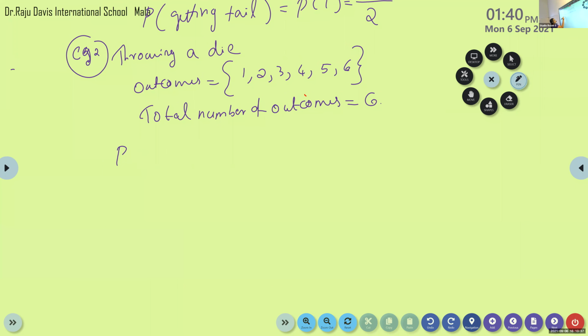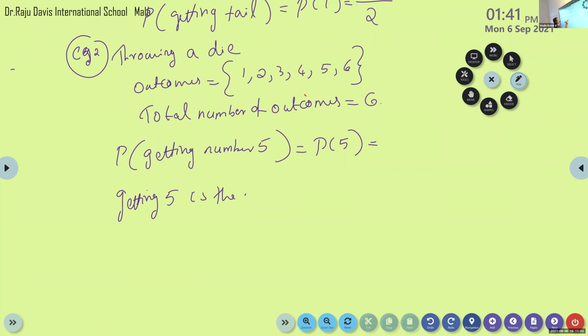So probability of getting number 5. The probability of an event equals the number of outcomes favorable to that event. Here getting 5 is the event. So how many numbers are favorable to getting 5? How many 5s will come if we throw a die?